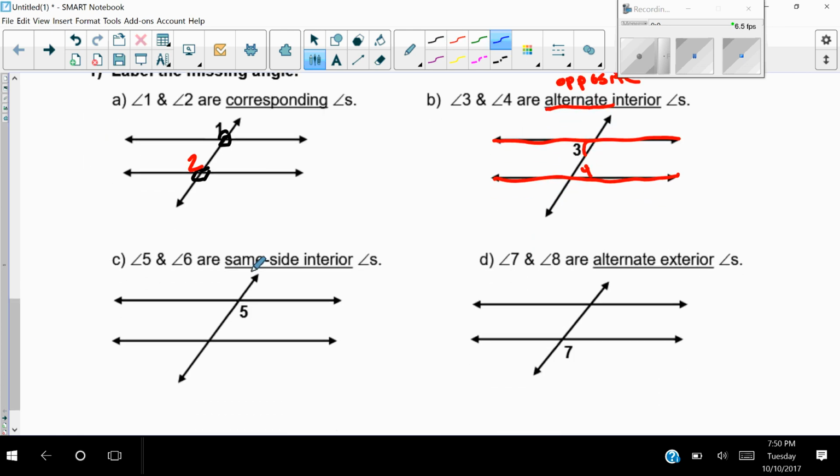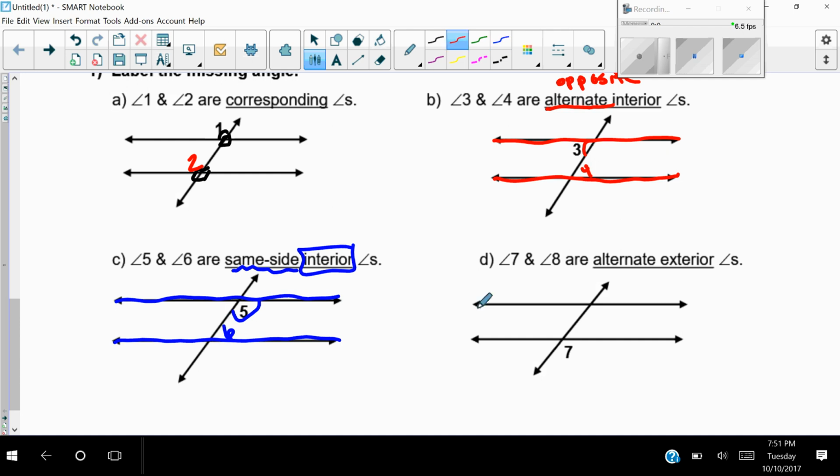5 and 6 are called same side interior. So I'm going to highlight these parallel lines. Interior means that they have to be in between them, same side of the transversal. So 5 is on the right-hand side, 6 needs to be on the right-hand side.